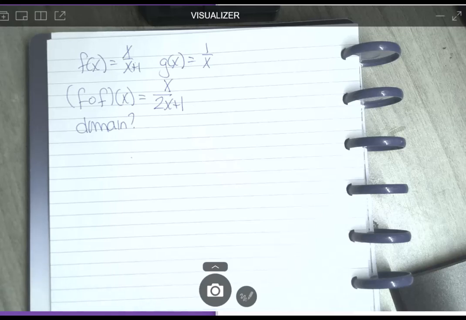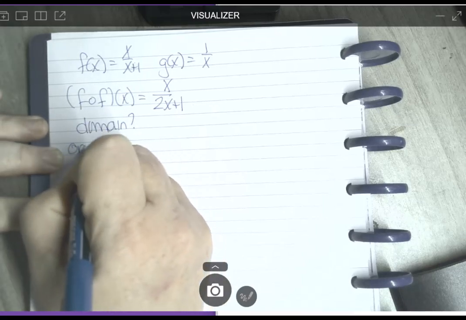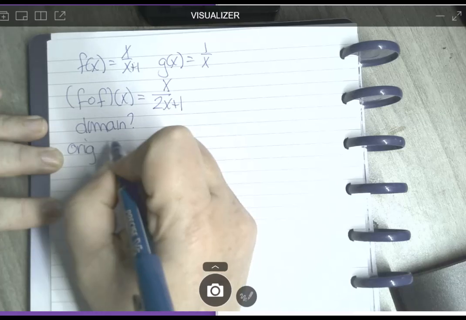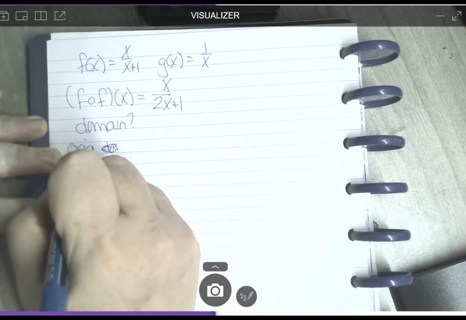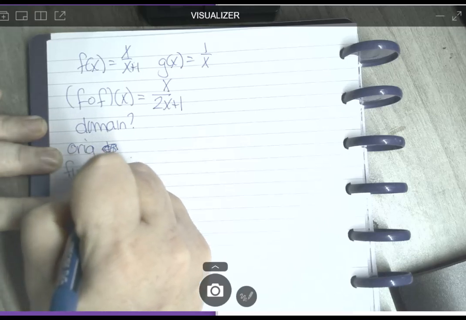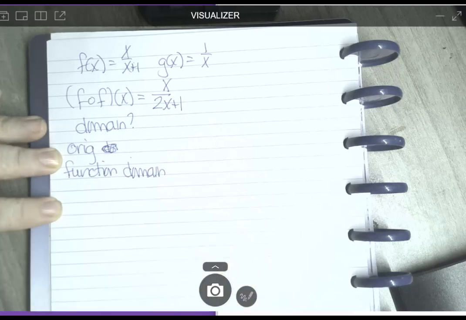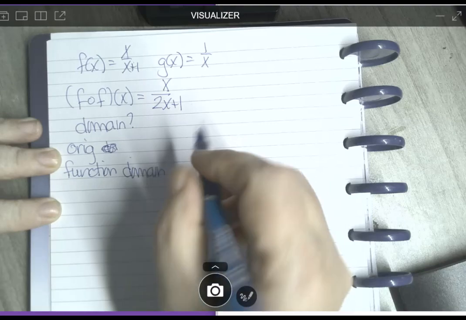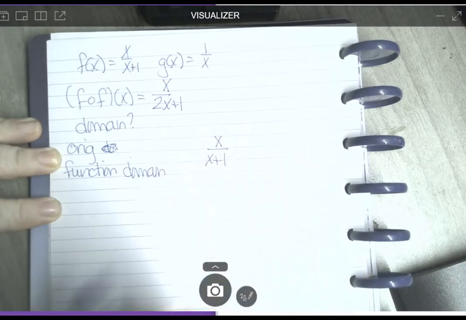Now I always forget to do this. I have to look at the original domain first. We should say original function, original domain. That's terrible English, but original domain of the function, or original function. You get what I'm saying. And the original f of x is x over x plus 1.